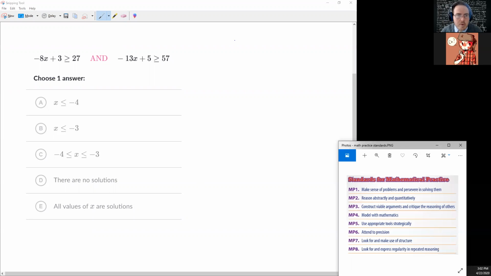Okay, so I forgot to go through my math practice standards. So basically, step 1, let's make sense of the problem and then persevere in solving it.